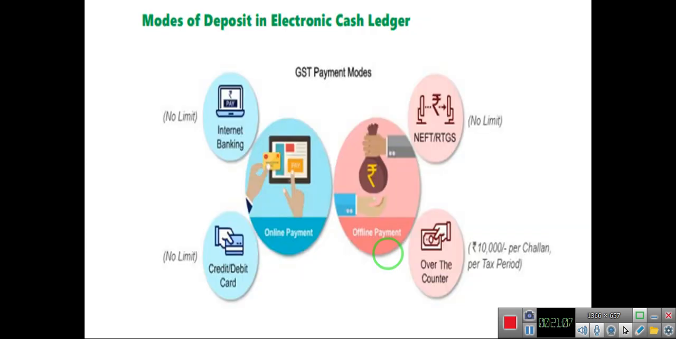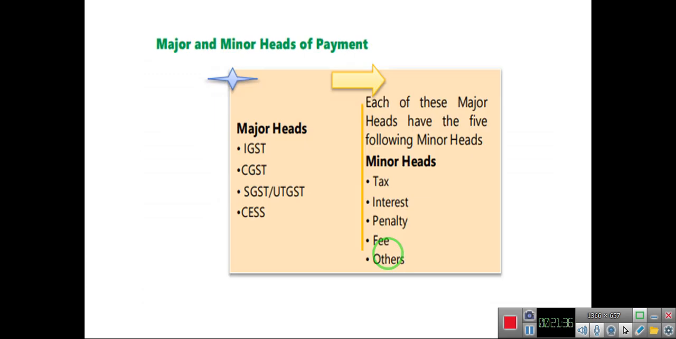In case of deposits of cash in the electronic cash ledger, the modes can be internet banking, credit card, debit card, online payment, net banking, NEFT, RTGS. Any kind of mode can be used. If the taxpayer wants, he can pay offline also over the counter, but the limit is 10,000 rupees per challan per tax period.